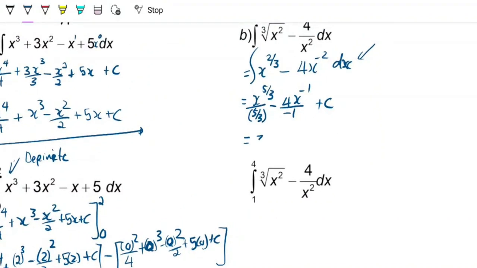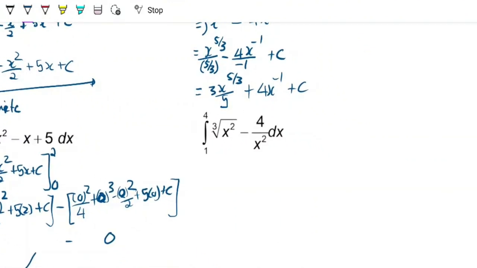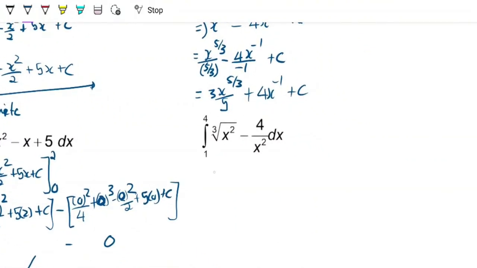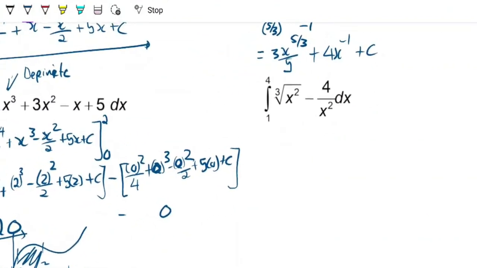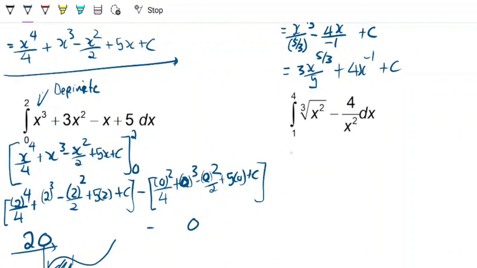So in simplifying this, the 3 does come over there. So this is 5 over 3 over 5. Negative times negative gives us the positive 4x to the minus 1 plus c. So as you can clearly see, this will then be our definite integral. And therefore, we are allowed to get to the point where we can work with the side. So we will now apply our boundary.